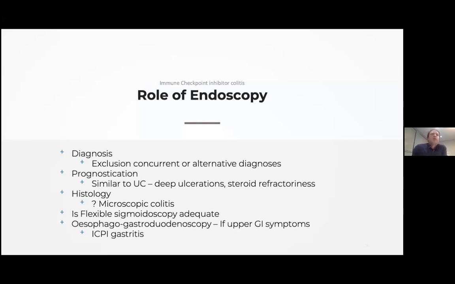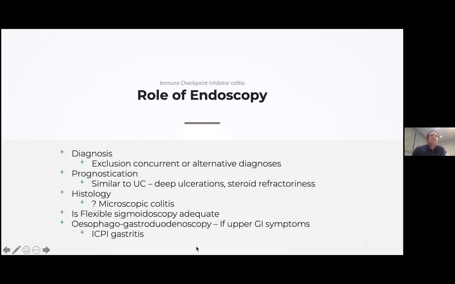There's a question mark around whether flexible sigmoidoscopy is adequate. In retrospective analyses, only anywhere between 3 and 8% of patients who ultimately had a diagnosis of immune checkpoint inhibitor colitis had isolated right colon disease. But in about a quarter of the patients, 24% of patients who had pancolitis, the disease was worse on the right side compared to the left. So, the question of whether a full colonoscopy is necessary or not is an open question.